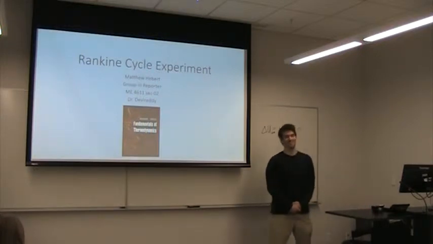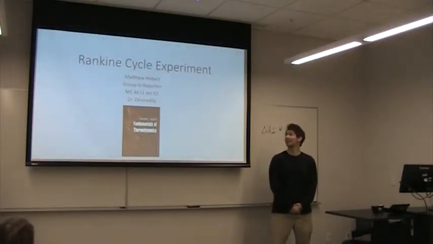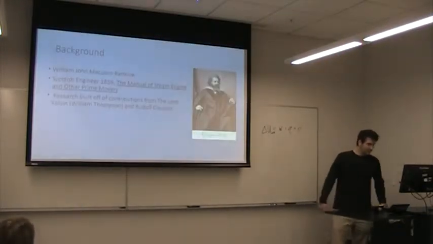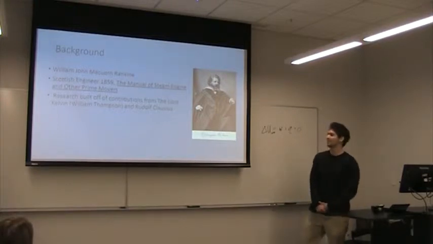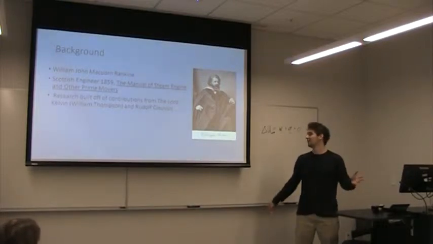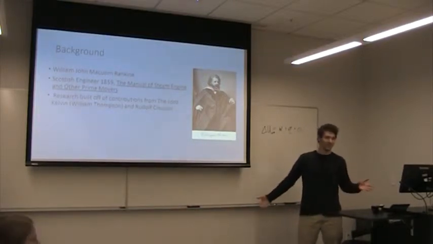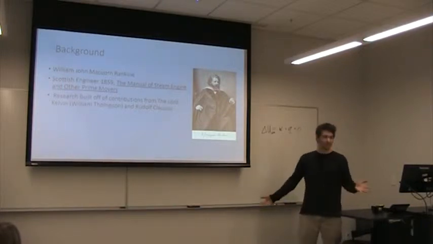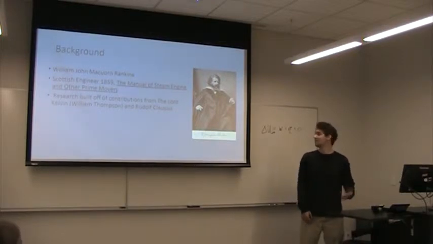Hey guys, I'm Matt, and I'm here to talk to you about the Rankine cycle experiment. First, I'm going to give you some background information about what happened with Rankine. William John Macquorn Rankine was around in the late 1800s, and he came right after our boy Kelvin, who had just invented Kelvin. He decided that he was going to invent Rankine, which is kind of a copy because the Rankine scale is just converting Fahrenheit to Rankine instead of Celsius to Kelvin.